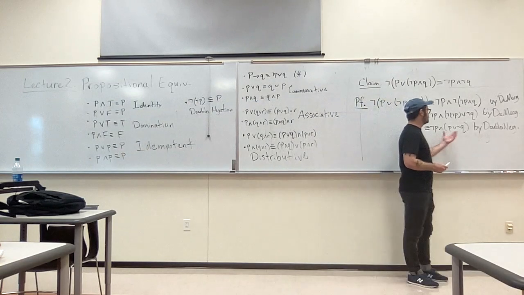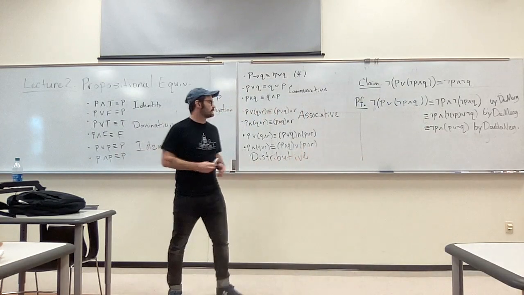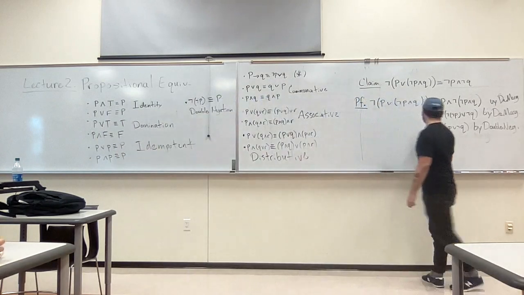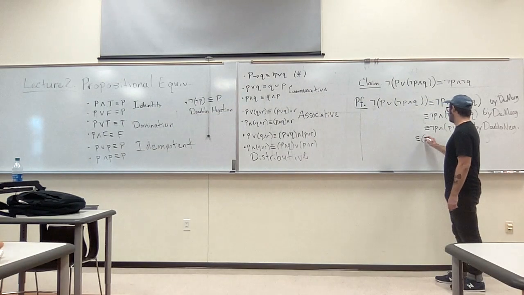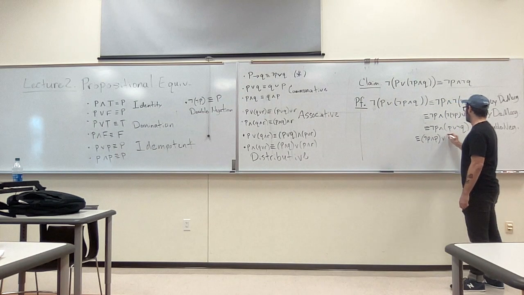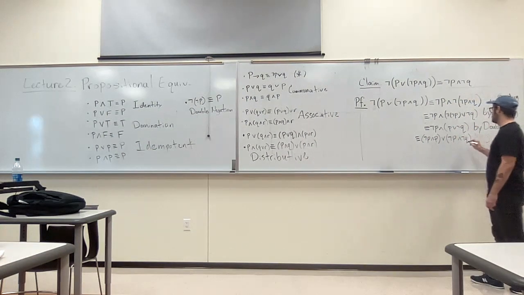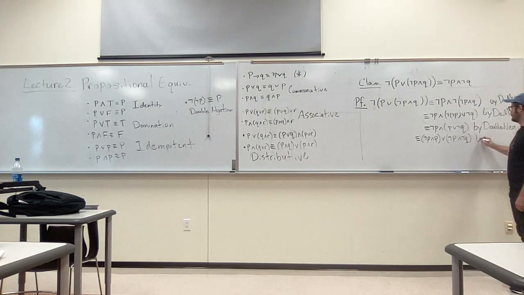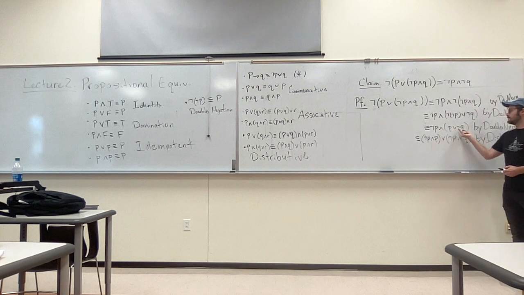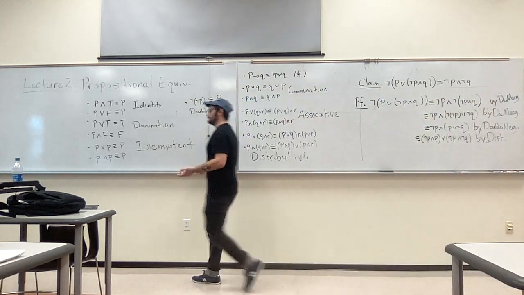You have something and then inside parentheses. Distributive law, right? It's the only thing you can really use. So this would be not P and P, or not P and not Q. Like that. So by distributive. Sure, did that right? Not P and P, or not P and not Q. Okay, so now what?